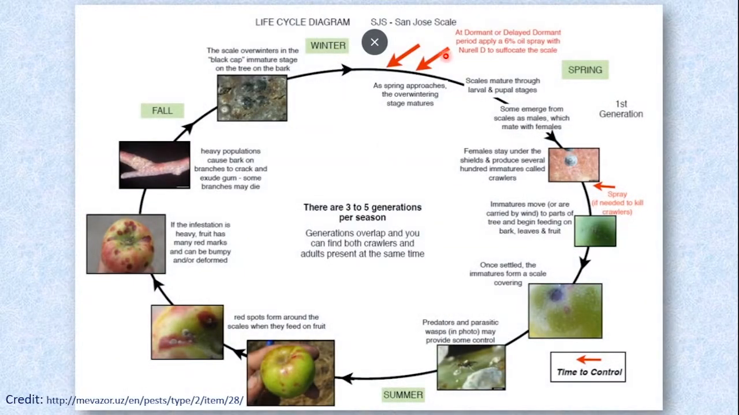Here you can see this is the dormancy stage and this is the right stage to apply these dormant oils, and you can introduce the predators or other insects at this stage near the summer. So that's all about the San Jose scale.